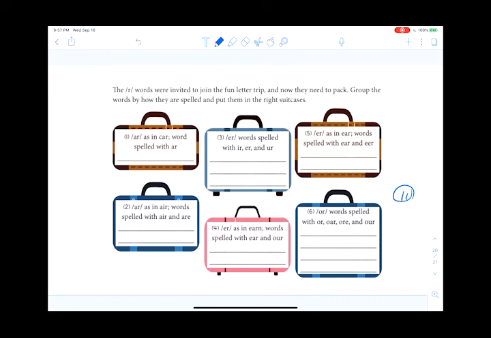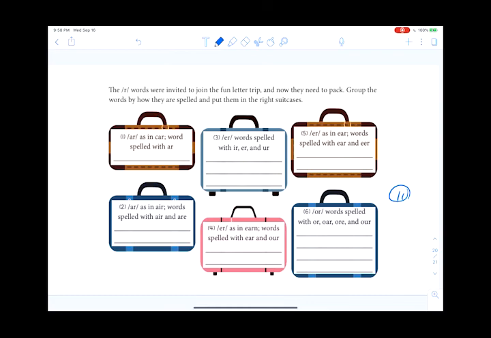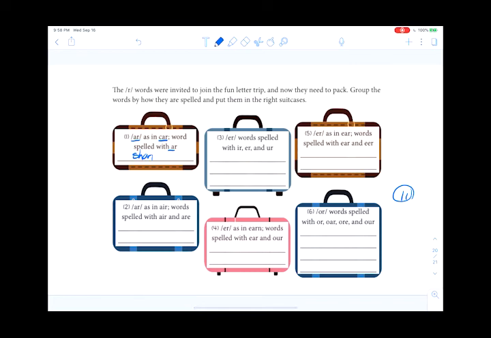Right, let's go over the answers. Words spelled with AR, R as in car, the word is sharp. AR as in air, words spelled with AIR and ARE are dairy and declare. ER words spelled with IR, ER, and UR are twirl, perhaps, and purpose.